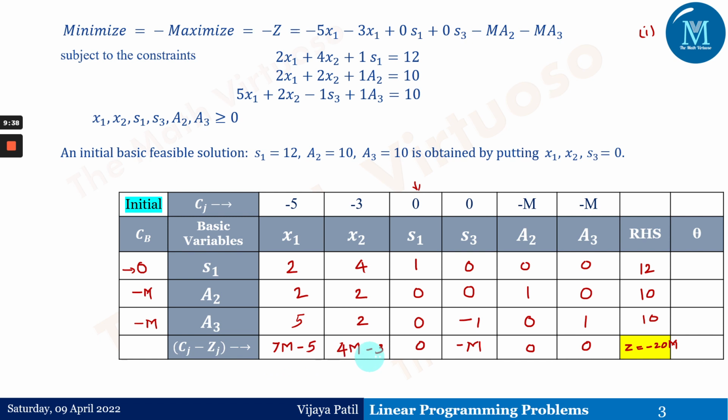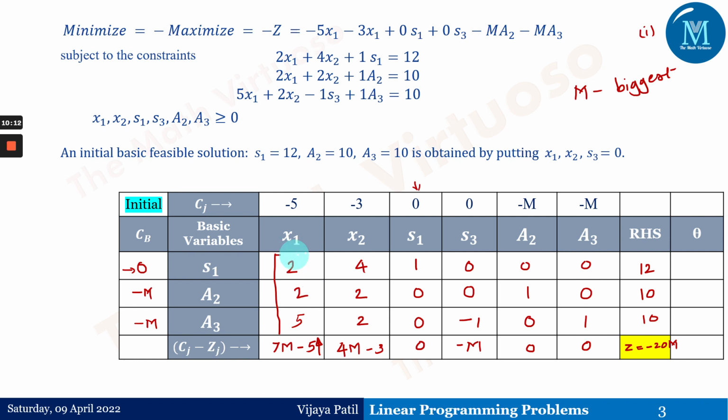Now we have to take the biggest value. If you observe here, this capital M is the biggest number, a very big number, and that is why we have to always compare the numbers in such a way. So if you observe 7M minus 5, 4M minus 3 and minus M. Minus M we are not to consider, because we have to look at only the positive Cj minus Zj's here. Therefore, the most positive number here is 7M minus 5.